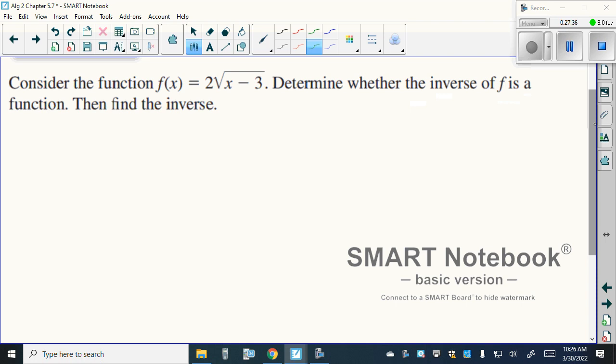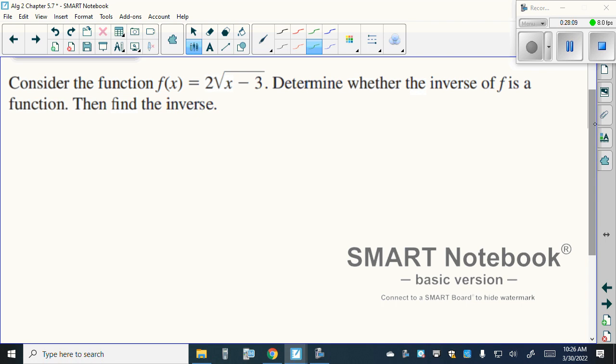Consider the function f of x equals 2 times square root of x minus 3. Determine whether the inverse of f is a function. Then find its inverse. Now, we didn't luck out on this one, or as y'all would consider luck out, in that if it's not a function, we don't have to find its inverse. Because it's just telling us determine whether the inverse is a function. Then find its inverse. So we're just determining if it is going to be a function or not.